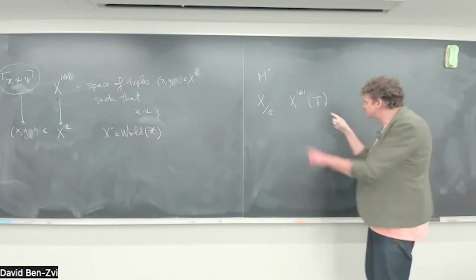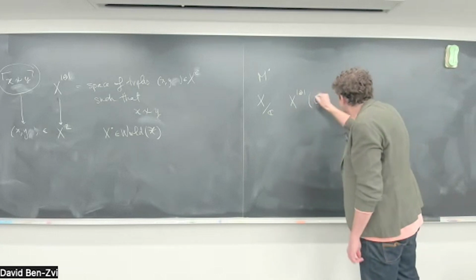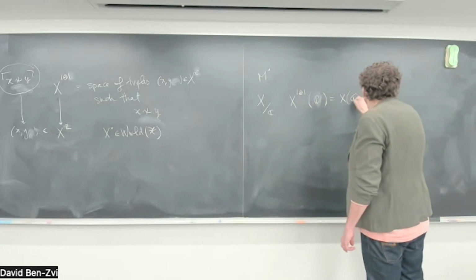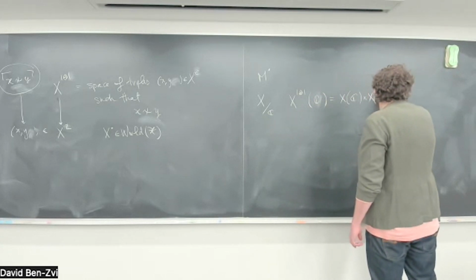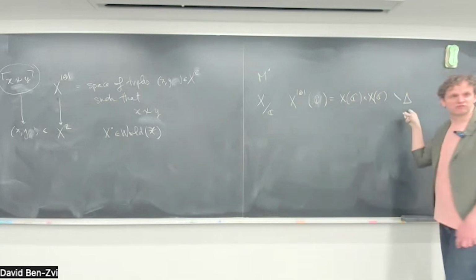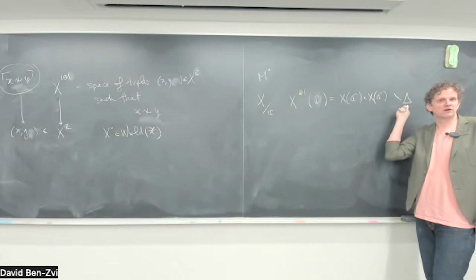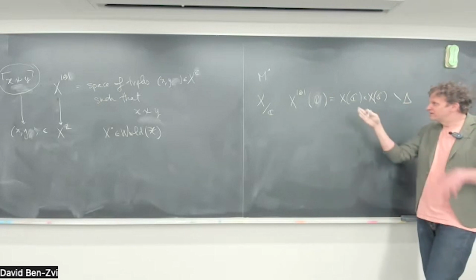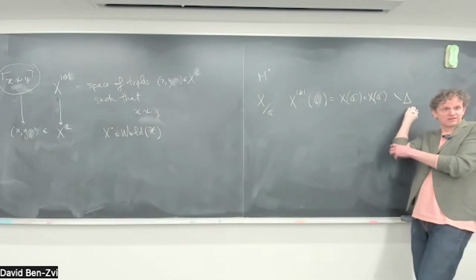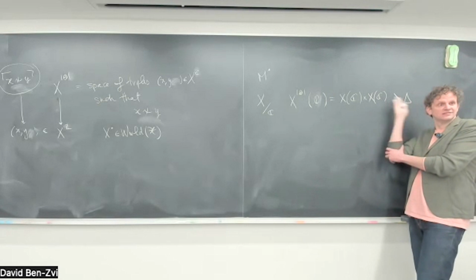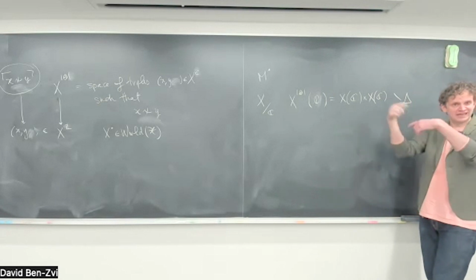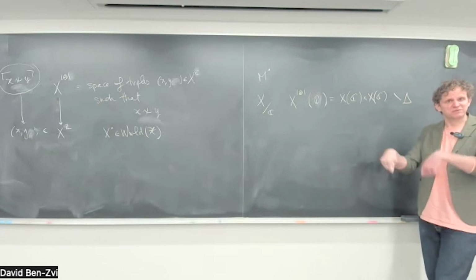If I put the complex numbers here, that's the right formula. But if I replace that with some other ring, that's probably not the right formula anymore, because I need those points that factor through the complement of the diagonal. Because being equal is a local condition, but being unequal is not a local condition.